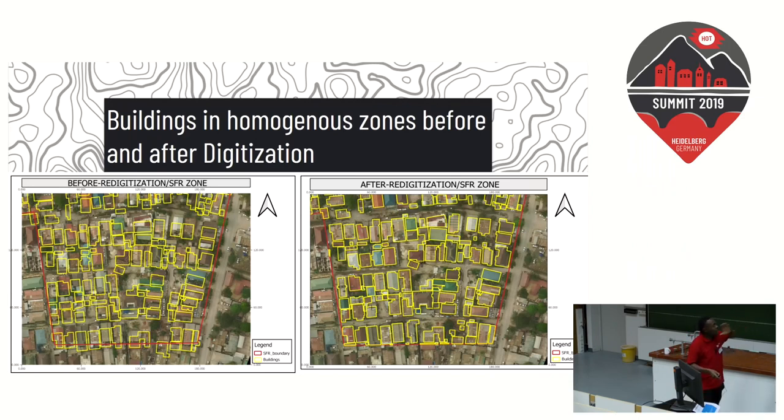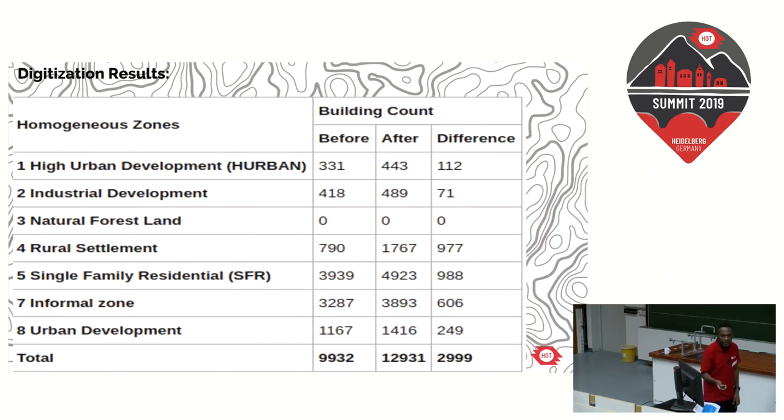As you can see, the left picture represents some of the building footprints that were before digitization, and the other side shows building footprints that were redigitized by using drone image that was provided by the Ministry of Land from our partner that was called COI. You can see the statistics of the digitization process. Before, we had 9932, and after the digitization process, you can see we have 12931. You can see the difference of 2999.